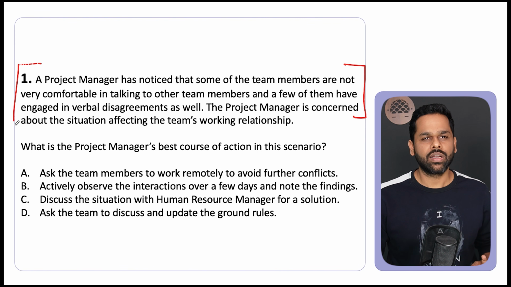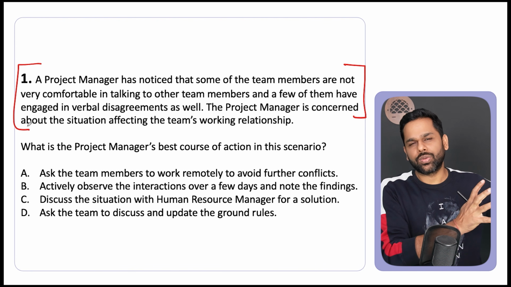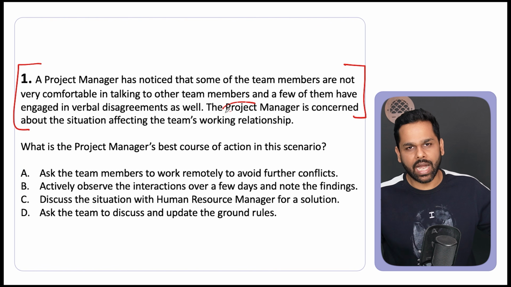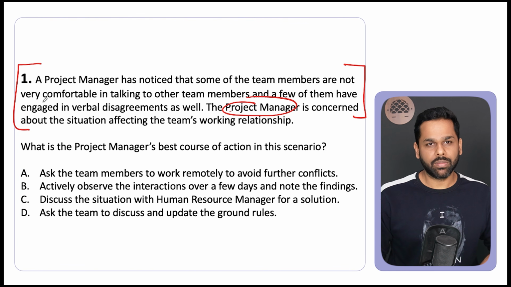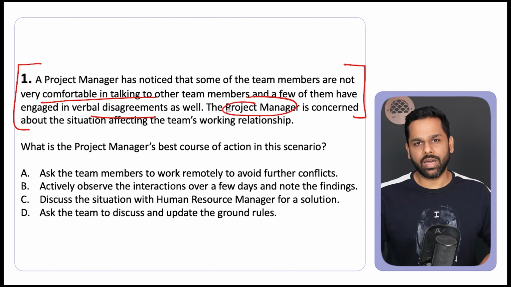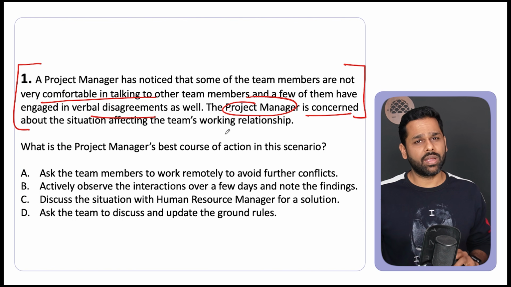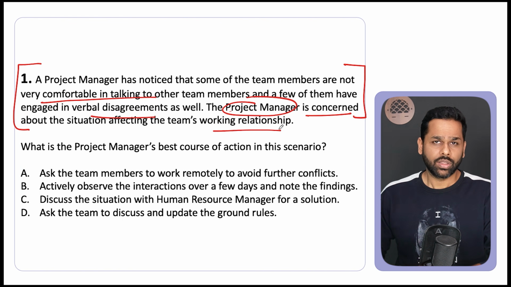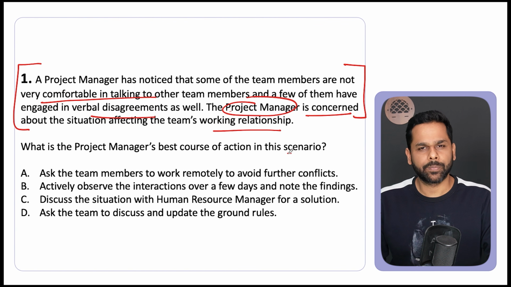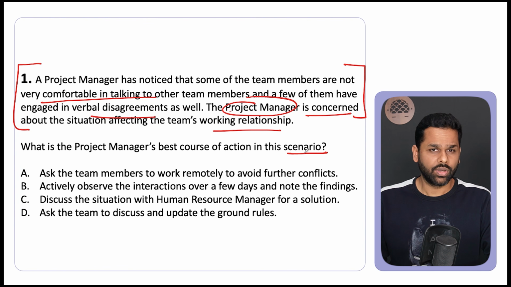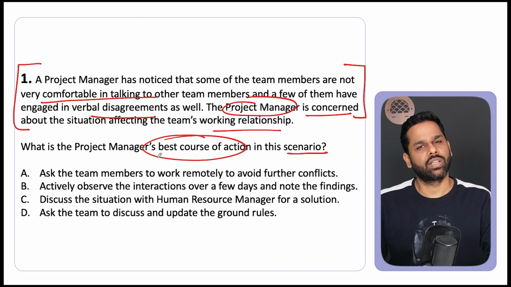Try to visualize it, try to put yourself in that situation, try to wear the project manager's hat and then understand that situation. So the situation here is team members are not comfortable, they are having disagreement, and the project manager is concerned that this may impact the working relationship. The question that follows is, what is the project manager's best course of action in this scenario? So they are asking for the best course of action given this scenario.